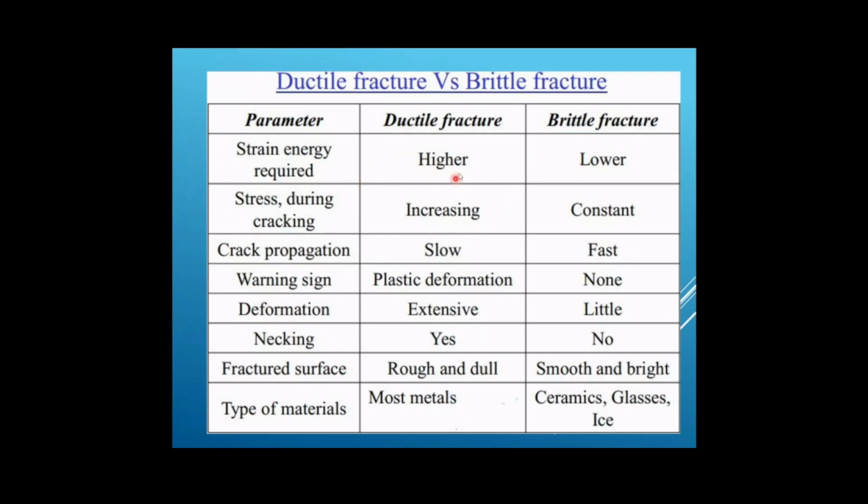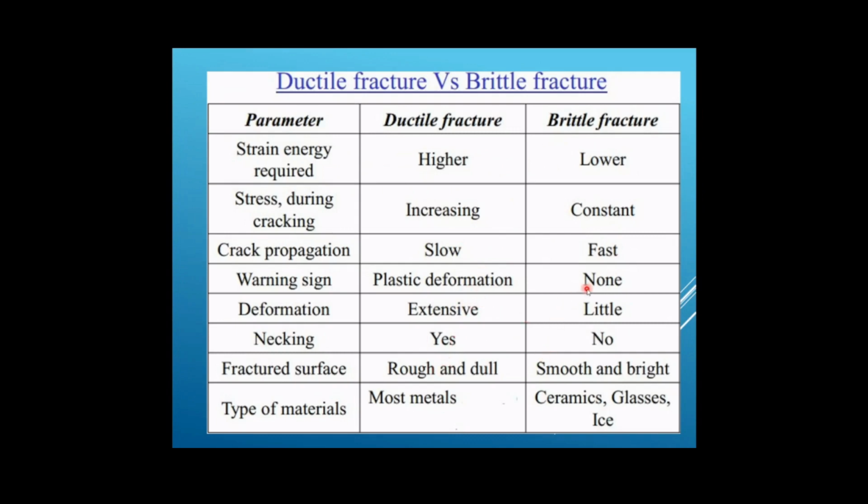Strain energy required is higher in case of ductile fracture. Strain energy required is lower in case of brittle fracture. Stress during cracking is increasing after the deformation, but in case of brittle fracture, the stress during cracking is constant. Crack propagation is slow in case of ductile fracture. Crack propagation is fast in case of brittle fracture. So these are all the differences between ductile fracture and brittle fracture.